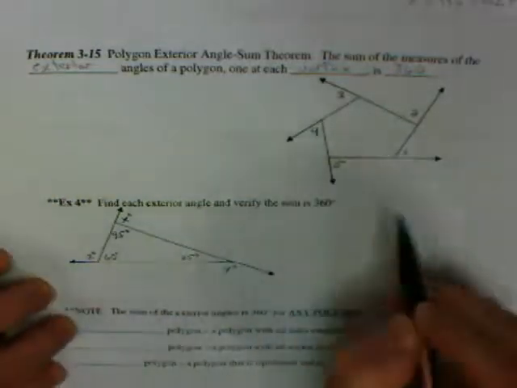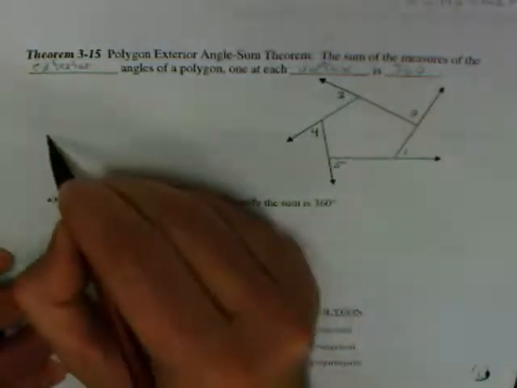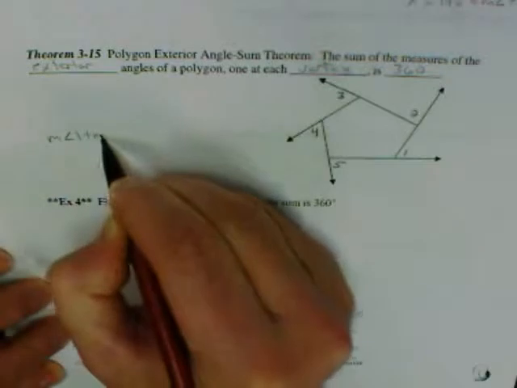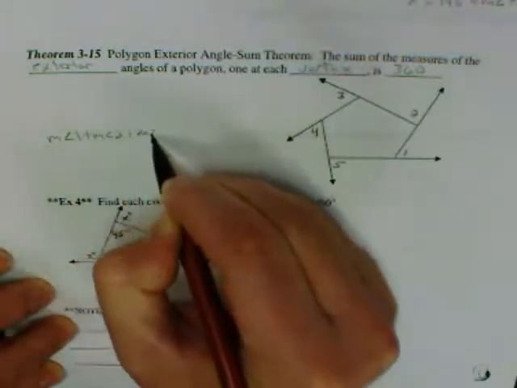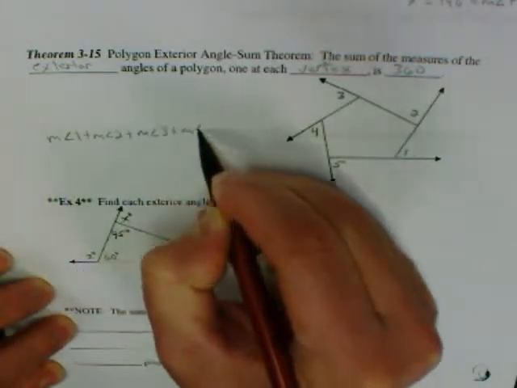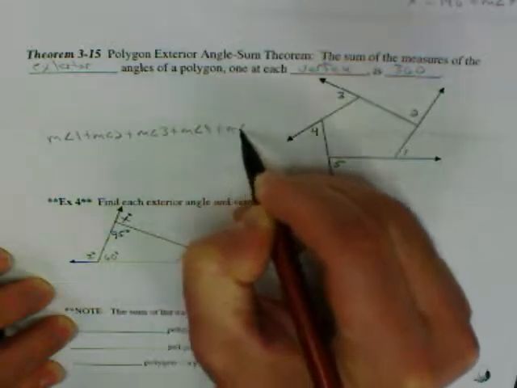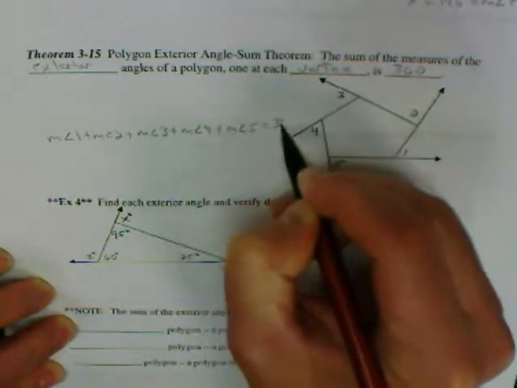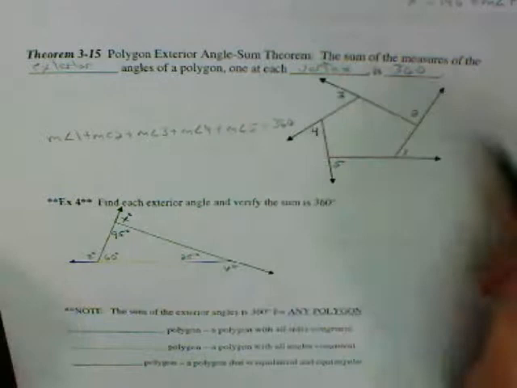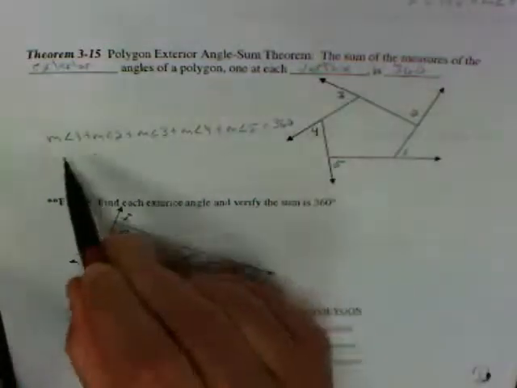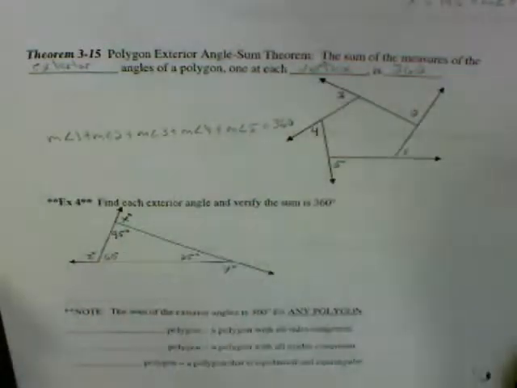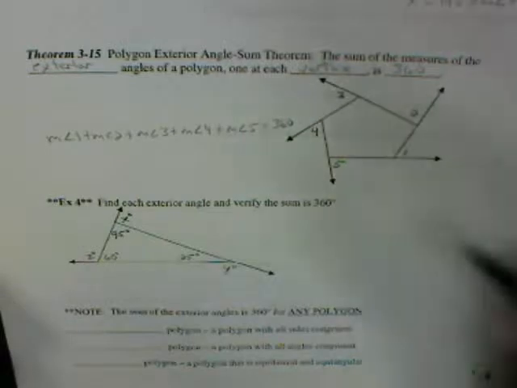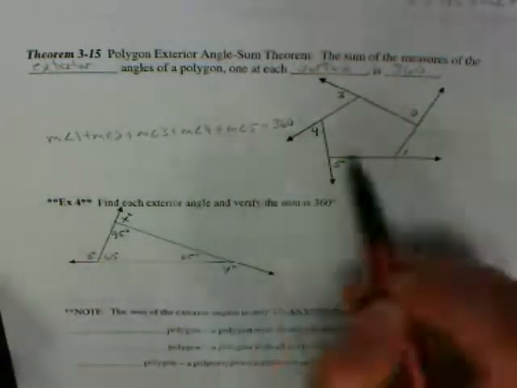So based on our little diagram here, we can tell that the measure of angle 1 plus the measure of angle 2 plus the measure of angle 3 plus the measure of angle 4 plus the measure of angle 5 is 360 degrees. It would be the same deal with the triangle, except you only have 3 of them here. You have angle 1 plus 2 plus 3 is 360. Or a 10-sided object would have 10 of those angles added up to get 360.